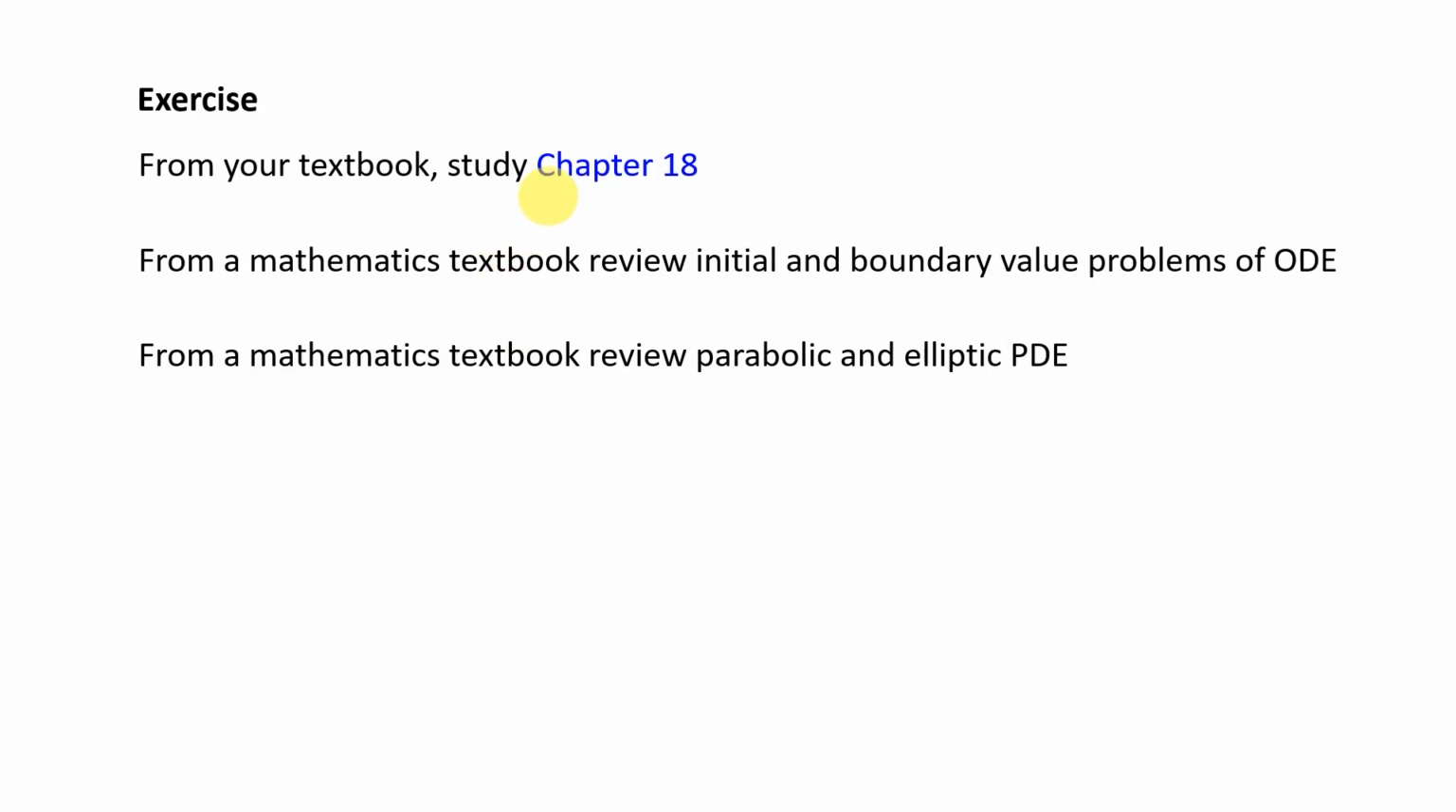You can start reading from chapter 18 of your textbook, that is the interpolation chapter. And also, this would be a good time to grab an engineering mathematics text and take a look at the chapters on ordinary differential equations, both the initial as well as boundary value problems. Similarly, all engineering mathematics texts will have some chapters on partial differential equations. So get into these partial differential equation chapters and take a look at the parabolic as well as elliptic partial differential equations.